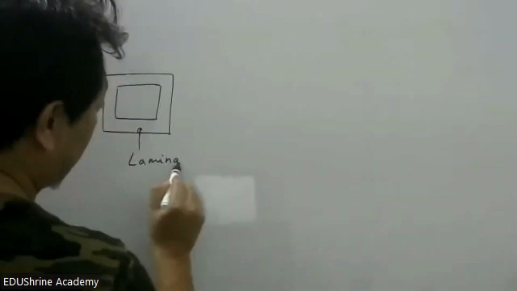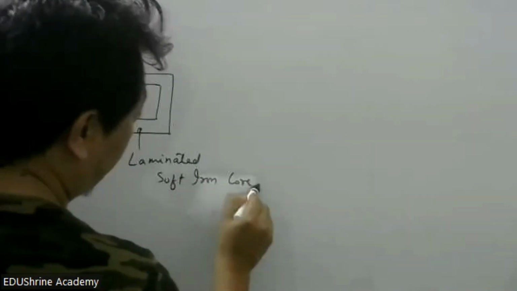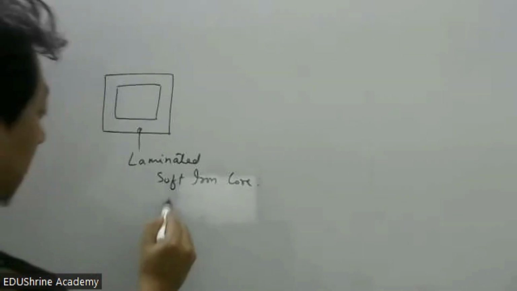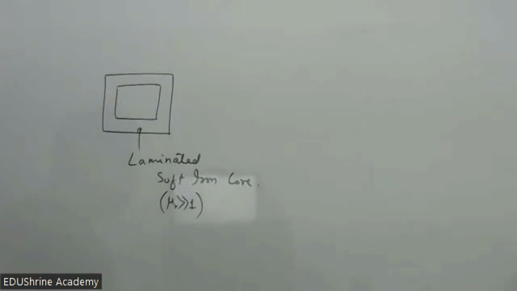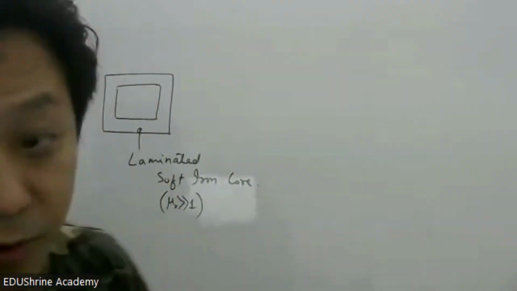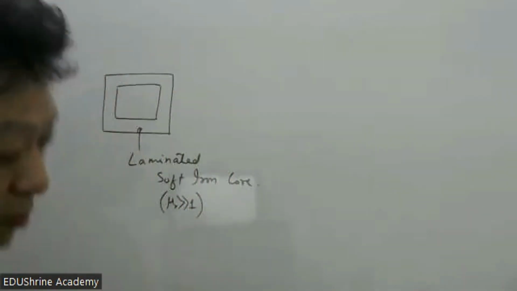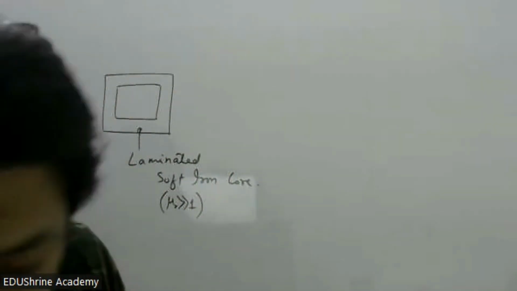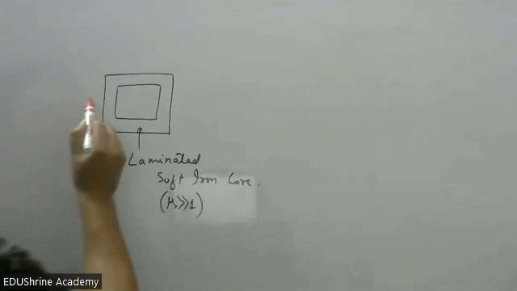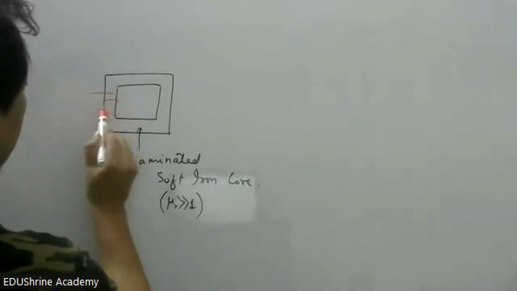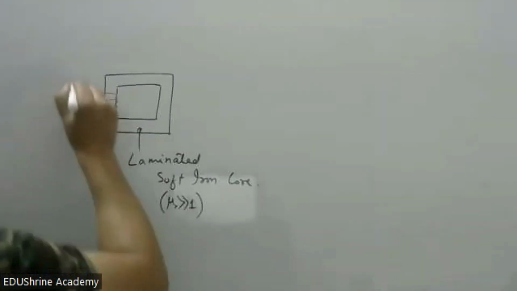Laminated soft iron core. Soft iron is used because its permeability is very high. If you remember, relative permeability is very high. It is a ferromagnetic material, and therefore the magnetic field inside will be strong. So it takes a soft iron core like this, and then there are wires which are wound like this. So this part is called your primary coil.